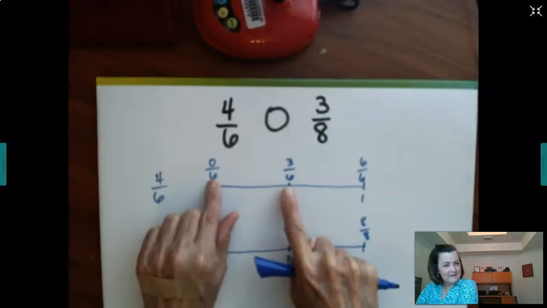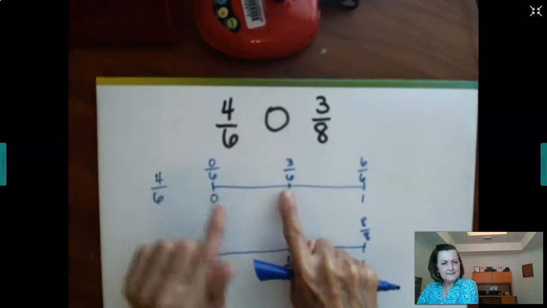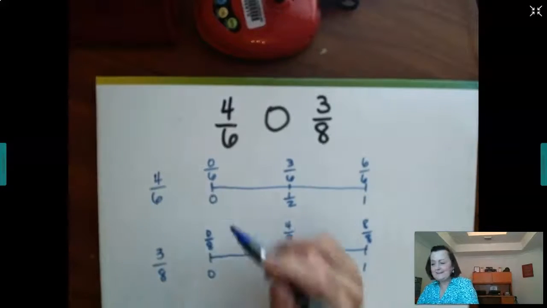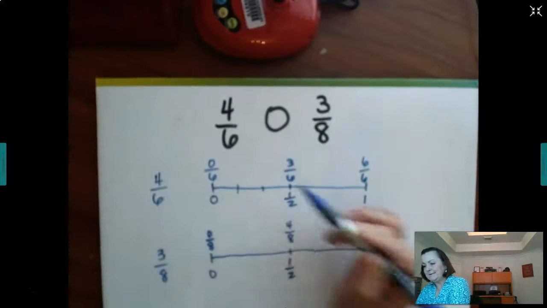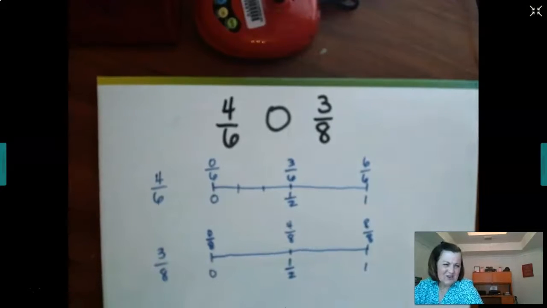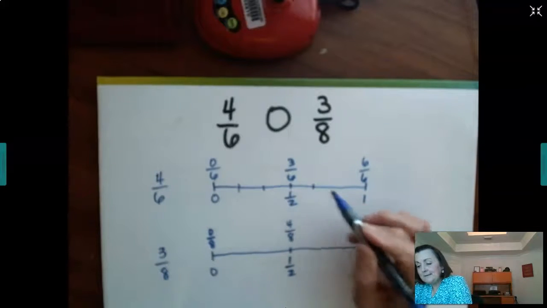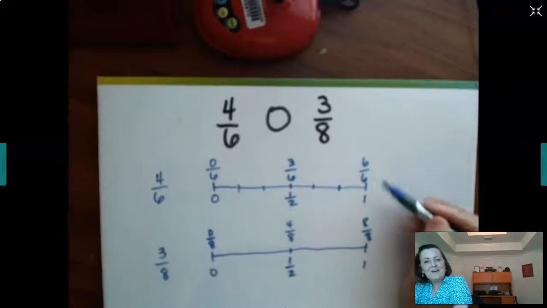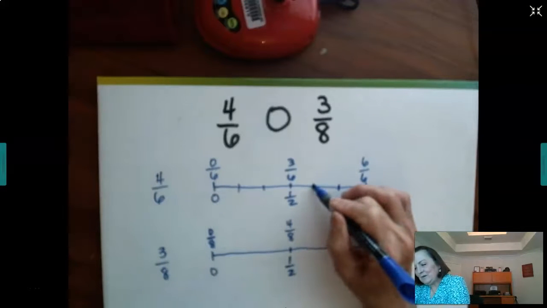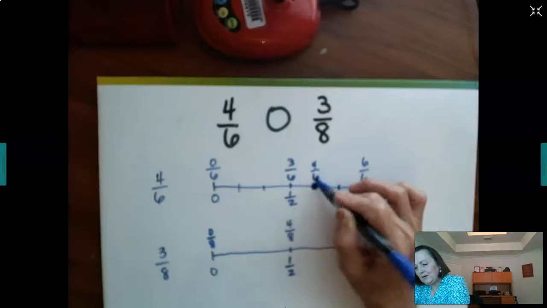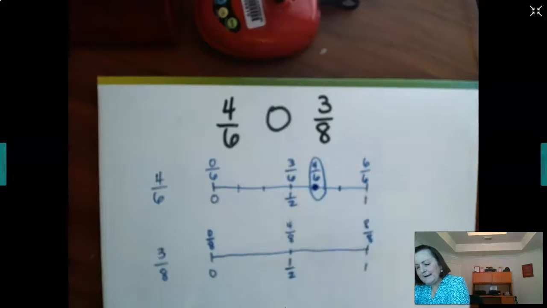Well, let's see. 0/6, 1/6, 2/6, 3/6. No, it's not. So what comes after 3/6? 4/6, and then 5/6, and 6/6. So we are going to plot 4/6 right here on our number line.